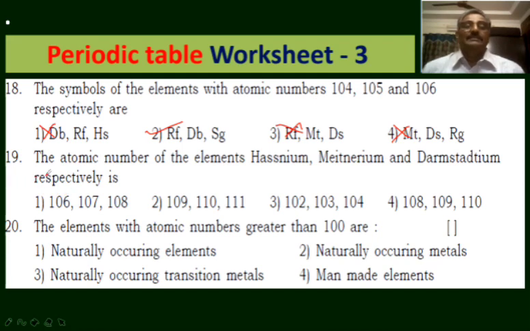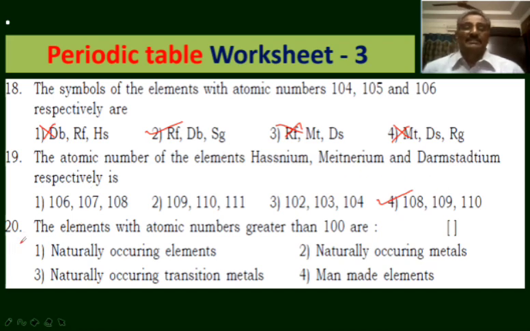Next, 19th question. The atomic number of elements hafnium, meitnerium and darmstadtium. Here I just told you that atomic number of meitnerium is 109. So in this the middle element meitnerium has atomic number 109 in the fourth option. So fourth option will be the right option. The element with 108 is hafnium and the element with 110 is darmstadtium.